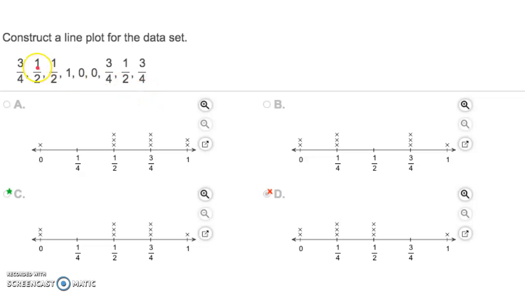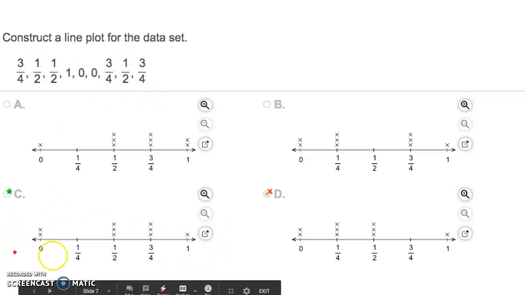And this one again, construct a line plot for the data set. This one was correct because I see there are 1, 2, 3 halves. I see 3 x's above half. There are 2 zeros. I see 2 x's above 0. There are 1, 2, 3 3/4. I see 3 x's above 3/4. And there's 1, so I see 1 x above 1.